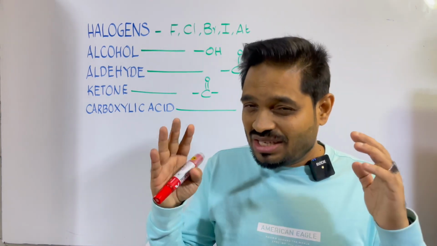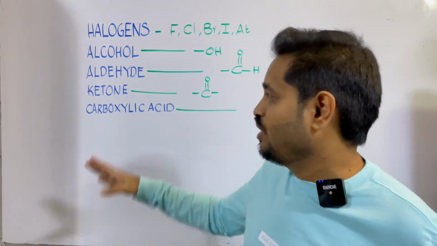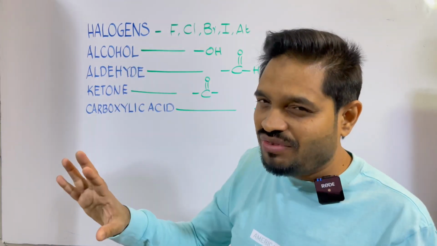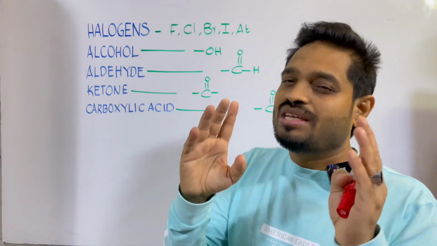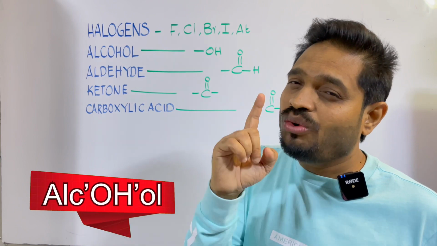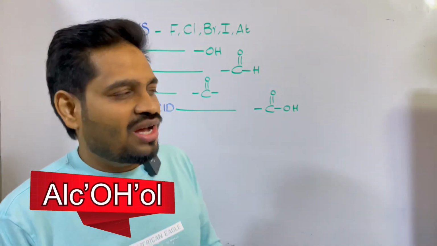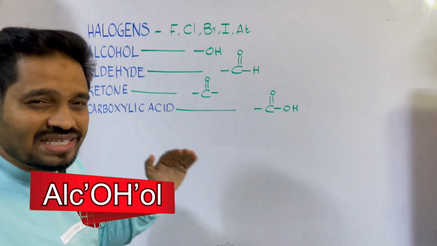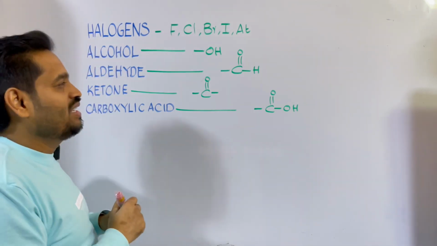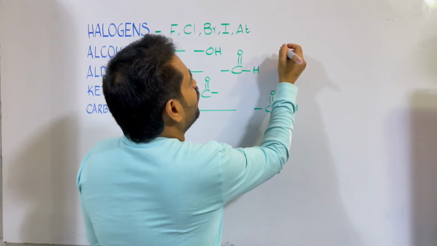So let us concentrate on the remaining 4, which always confuse us. Number 1 is alcohol. So how do we remember alcohol? When we write alcohol itself, we have the method to remember it. So what is it? Here we go.